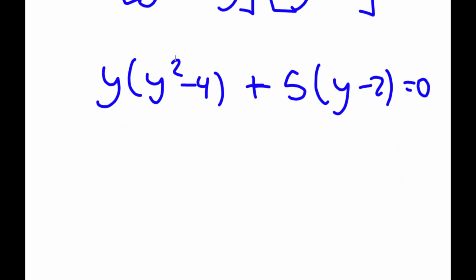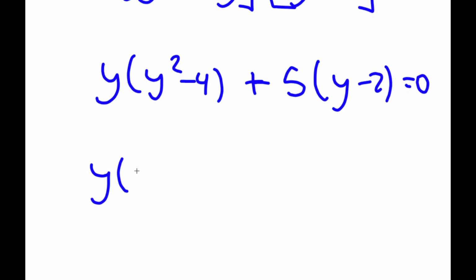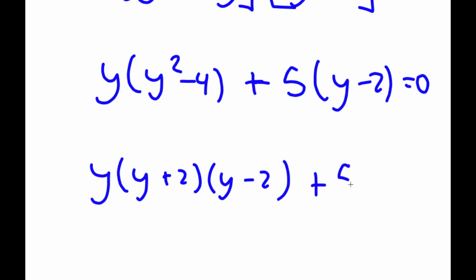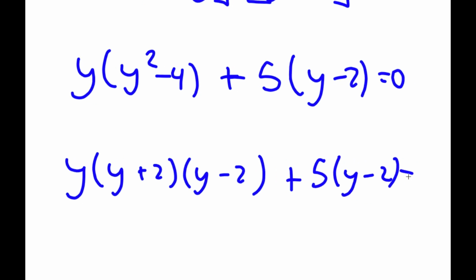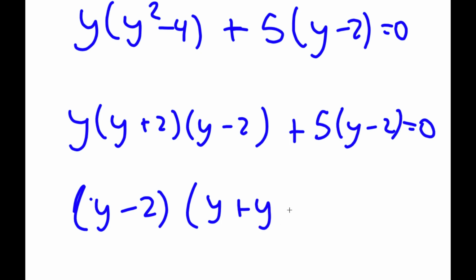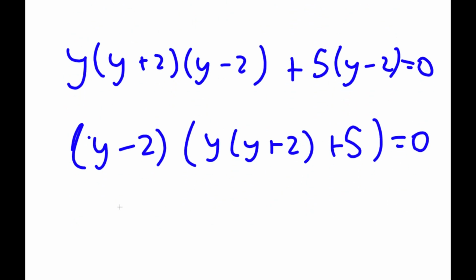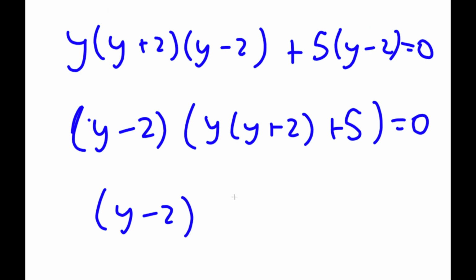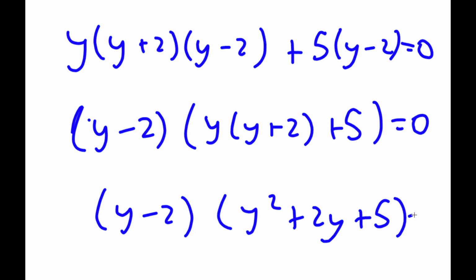Now, y squared minus 4, that's the same thing as y plus 2 times y minus 2. So I have y plus 2 times y minus 2 plus 5 times y minus 2 is equal to 0. And now if I factor out y minus 2, I get y minus 2 times y times y plus 2 plus 5 is equal to 0, which is equal to y minus 2 times y squared plus 2y plus 5 is equal to 0.